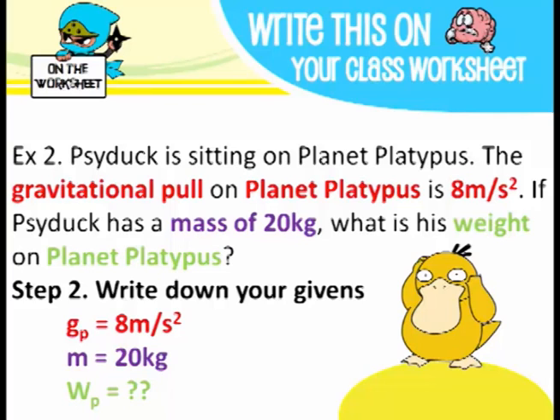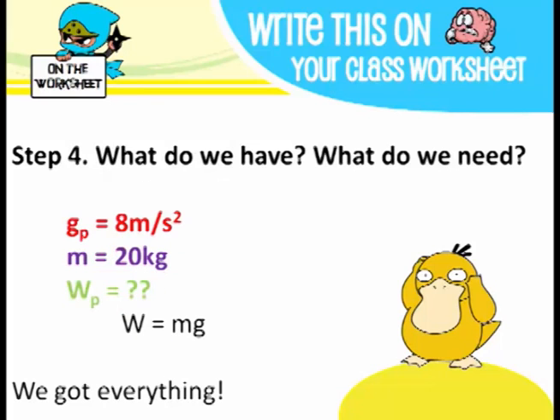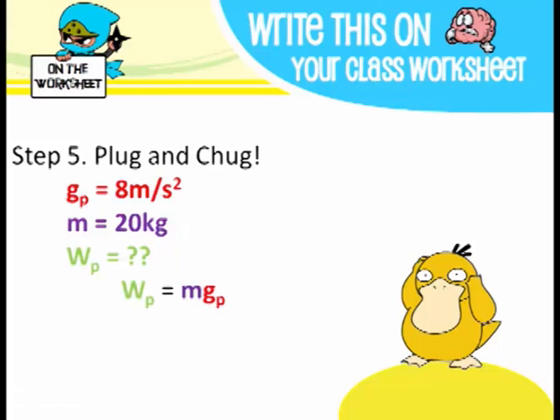Alright, so again, we set up that formula. W equals mg. Make sure our units are correct. So far, our units and everything's good to go. Now we just got to plug and chug. Alright, so we have W is equal to mg. Our W is what we're looking for. We know that our g is 8, and we know that our mass is 20. 8 times 20 gives us 160 newtons. So Psyduck weighs 160 newtons on that particular planet.